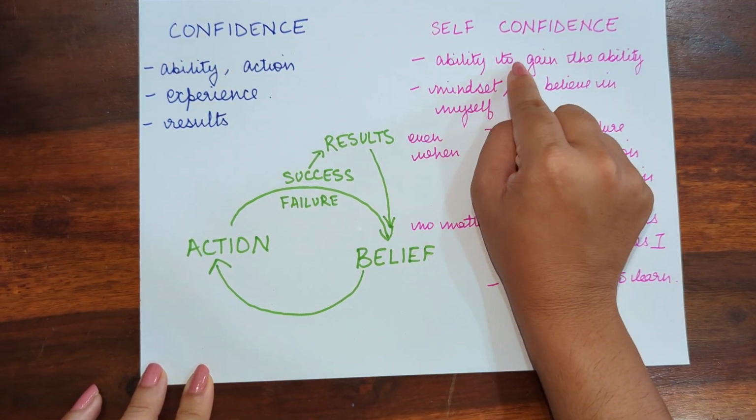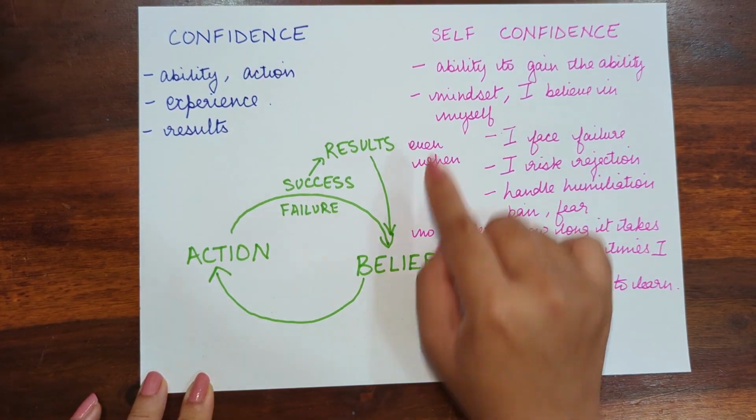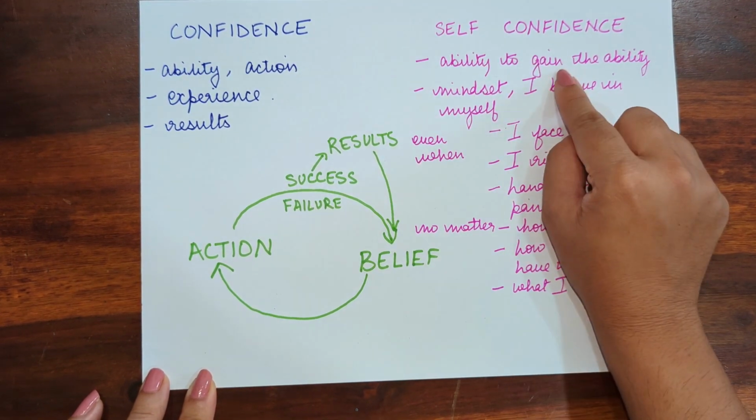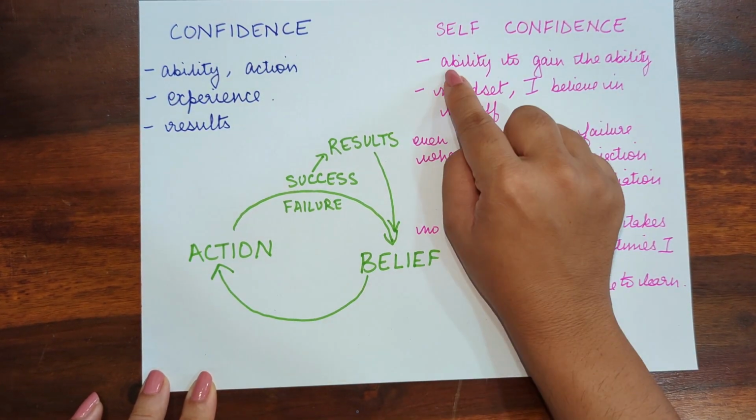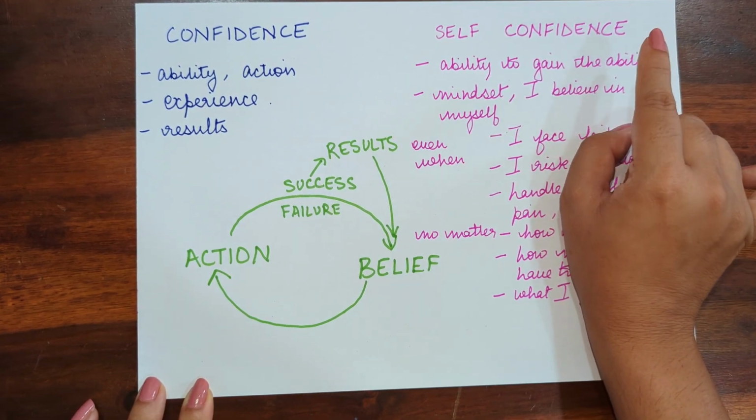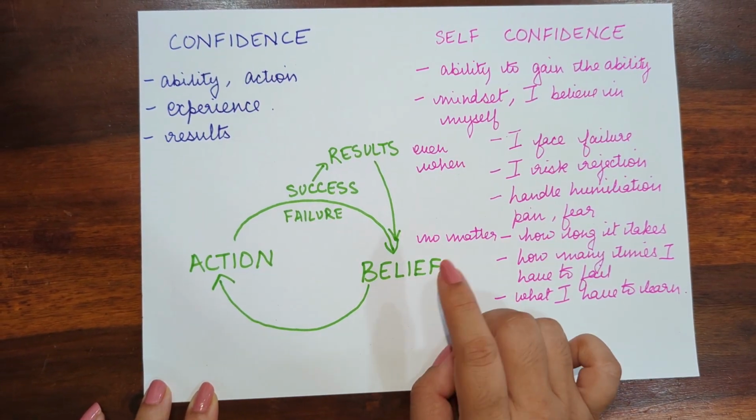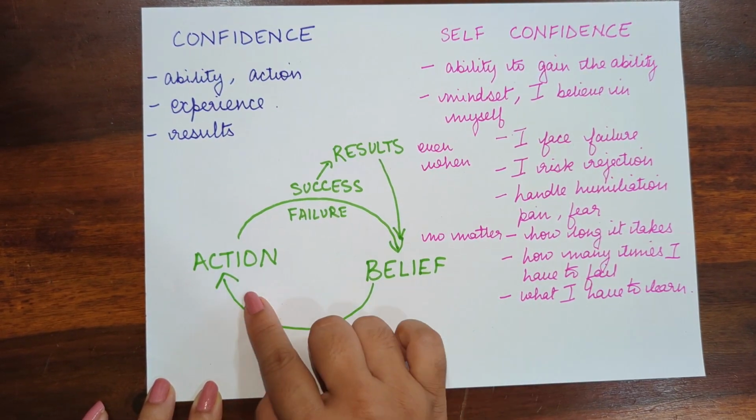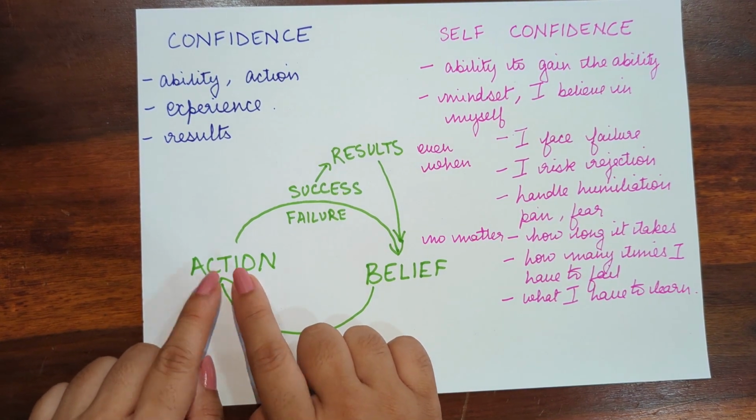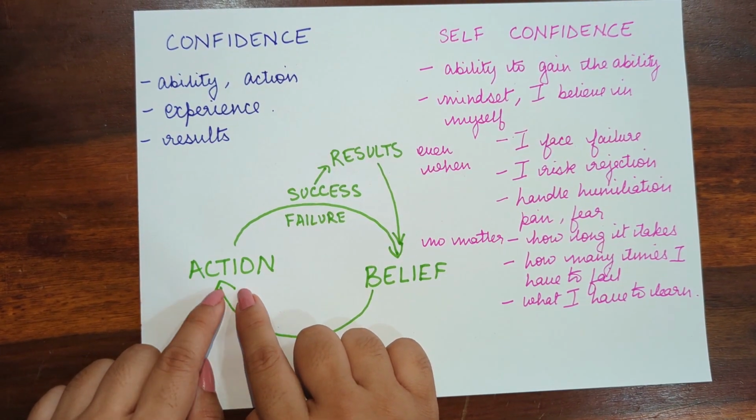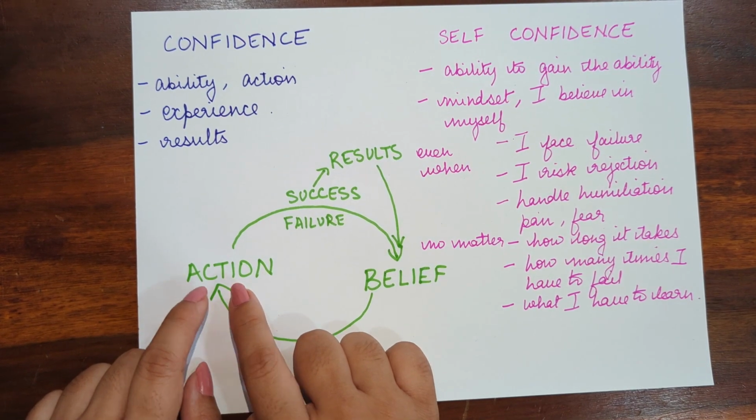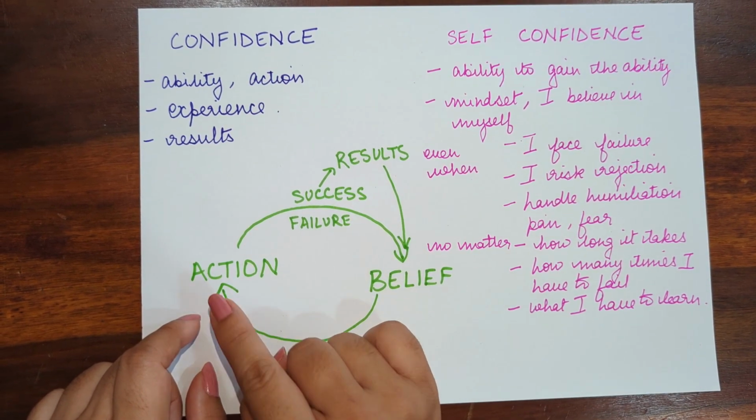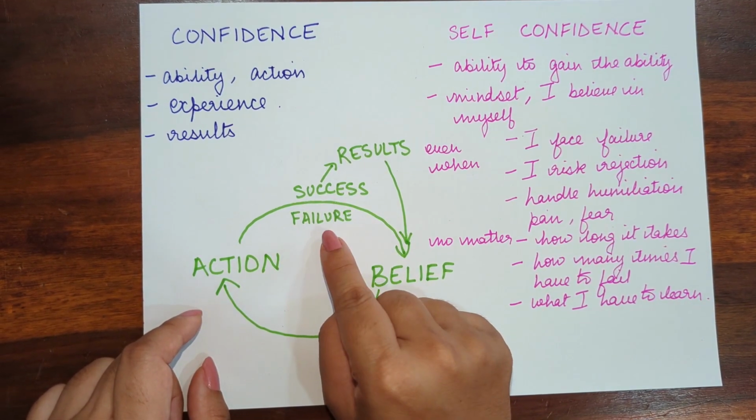Belief in your ability to become a better YouTuber. Belief in your ability to become a better surgeon. Belief in your ability to become a better public speaker. So belief in your ability to gain the ability that you're looking for. So that belief that I believe in myself no matter how long it takes is going to make you take certain action, like make those YouTube videos, or do those surgeries, or attempt to join a coach, a class, a trainer, and get the experience that you need, right? So that belief is going to lead to certain action. Now that action can lead to either success or failure.